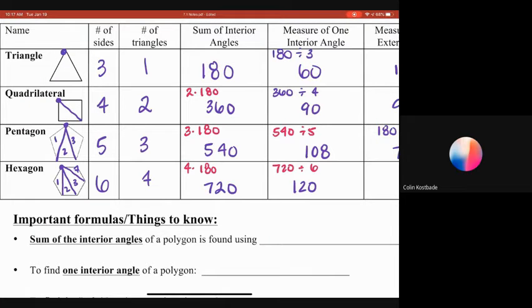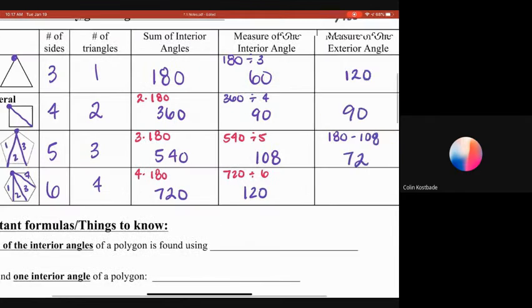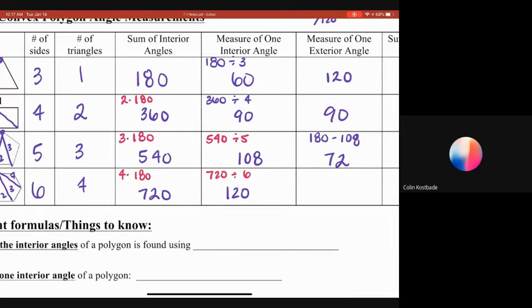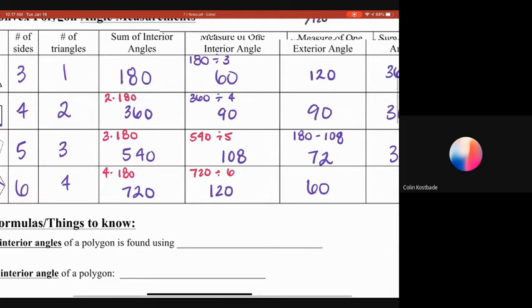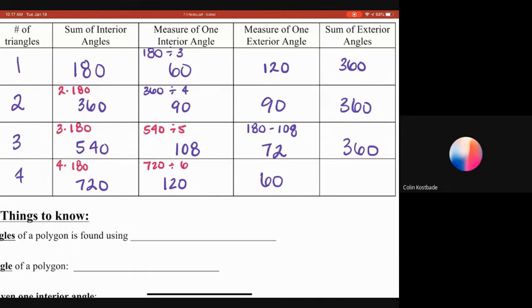All right. Now, the measure of one exterior angle. Well, if my interior is 120, any ideas on what my exterior has to be? 60. 180 minus 120 is 60. And then what's the sum going to have to be? 360. Always 100% of the time, it is 360. Good.